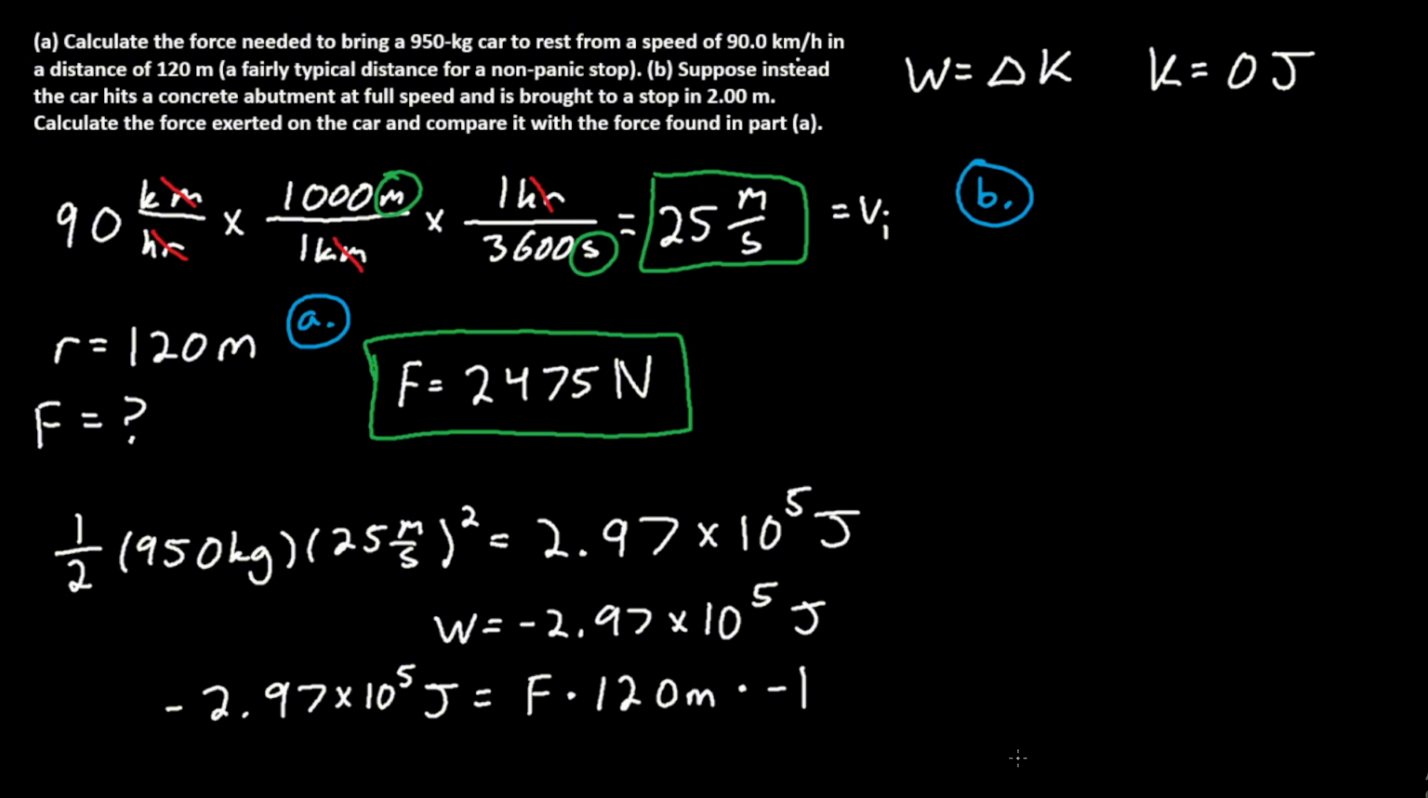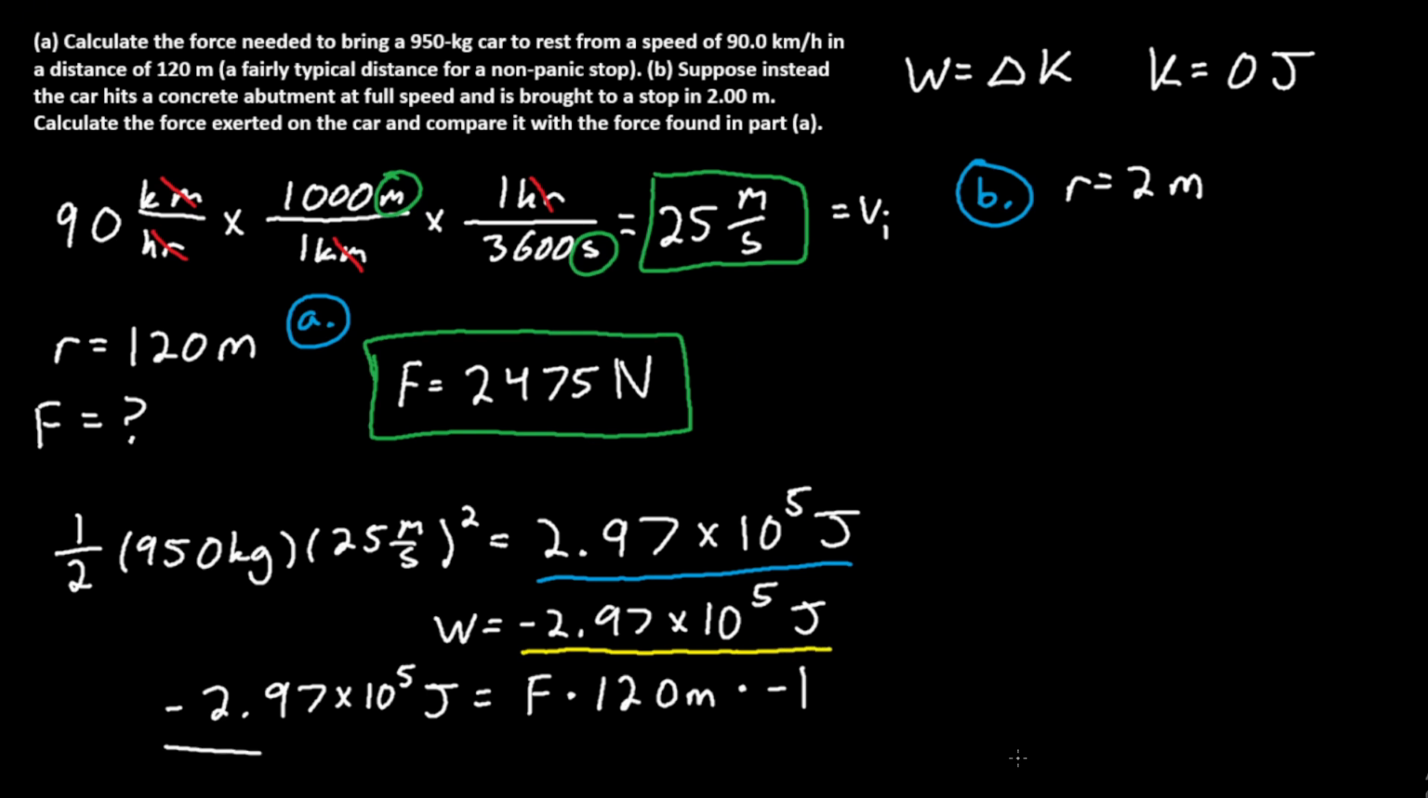So we want to stop the car in 2 meters this time. So R is 2 meters. But our kinetic energy of the car is still the same. We still use the same kinetic energy, so let's keep that in mind. And we still need the same work in order to bring the car to the stop.